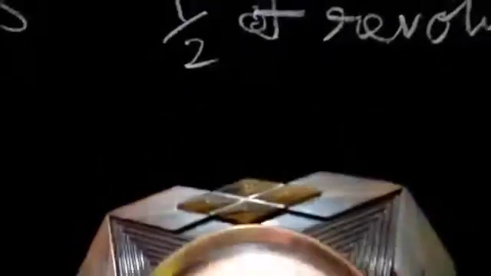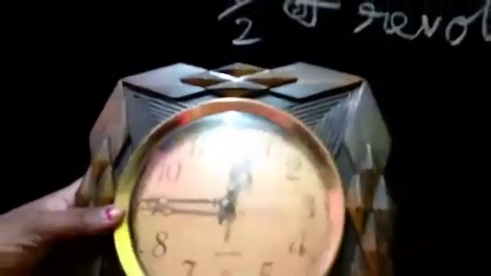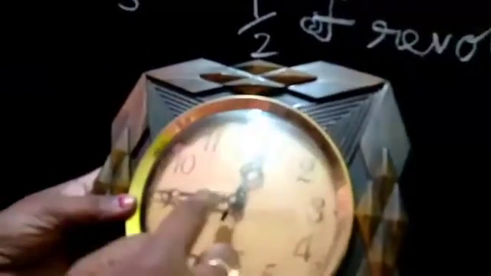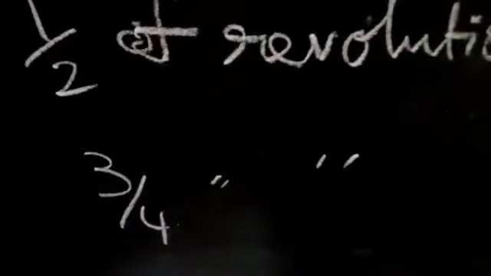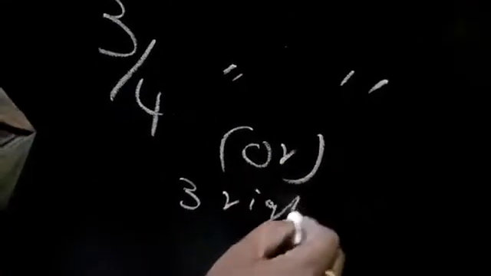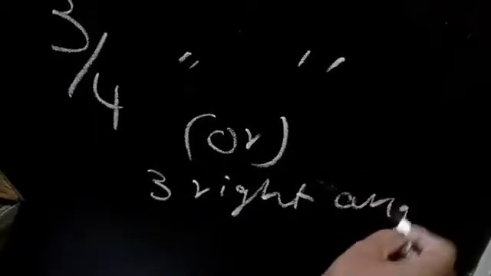Suppose we take 12:45. 12:45 we take. We have 3 right angle in clockwise, otherwise 3/4 of revolution, or we can take 3 right angle.